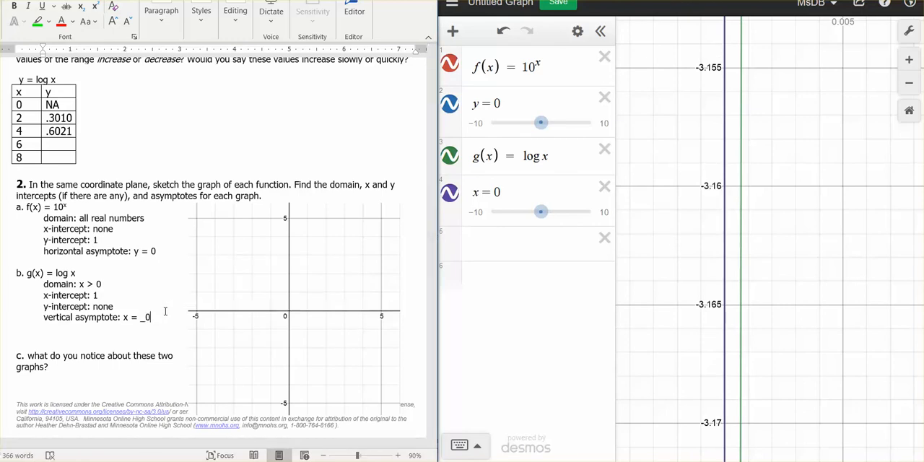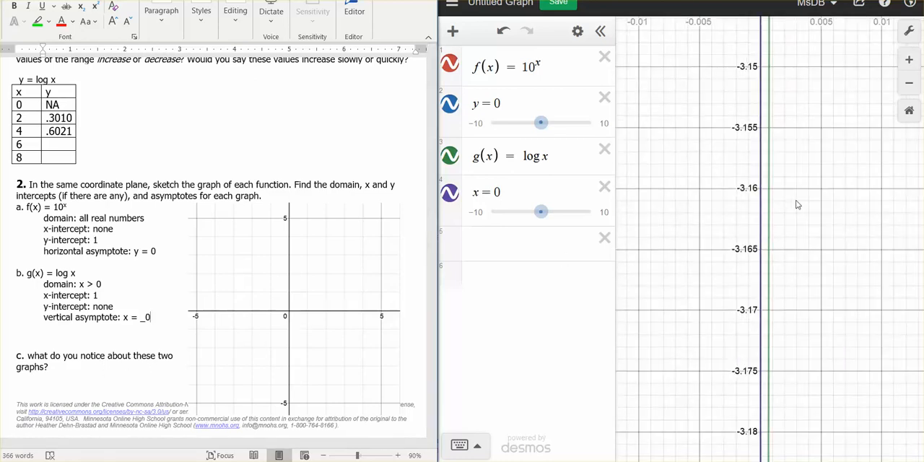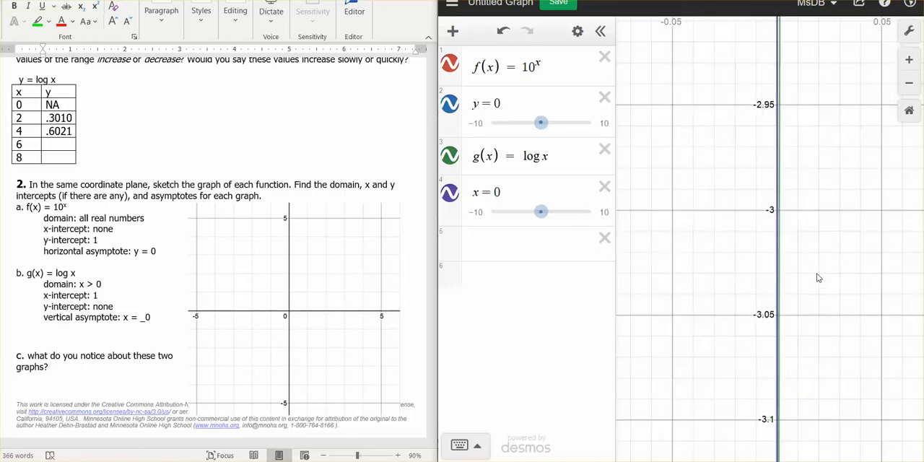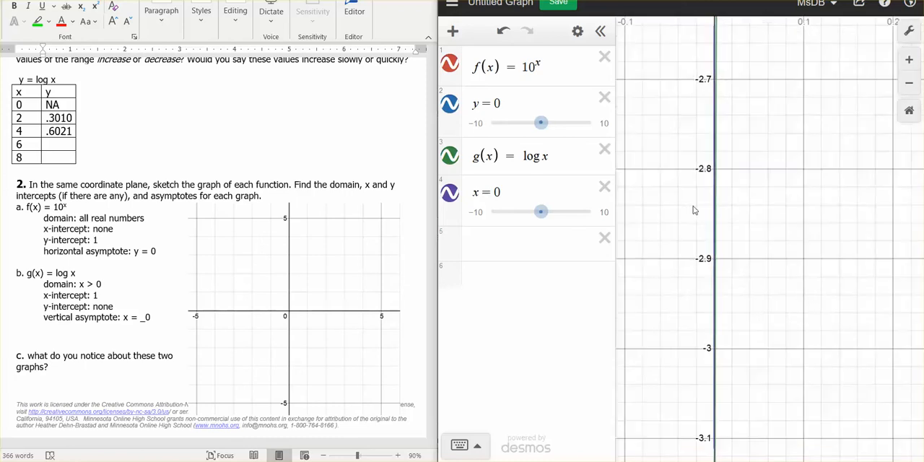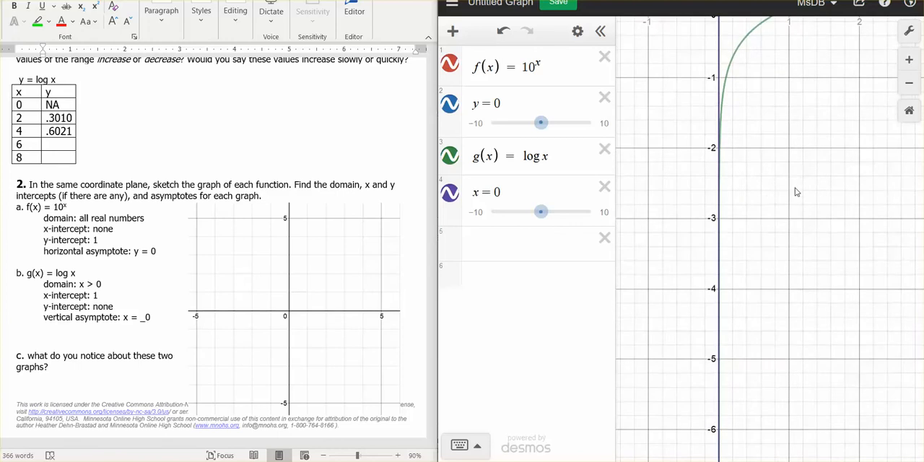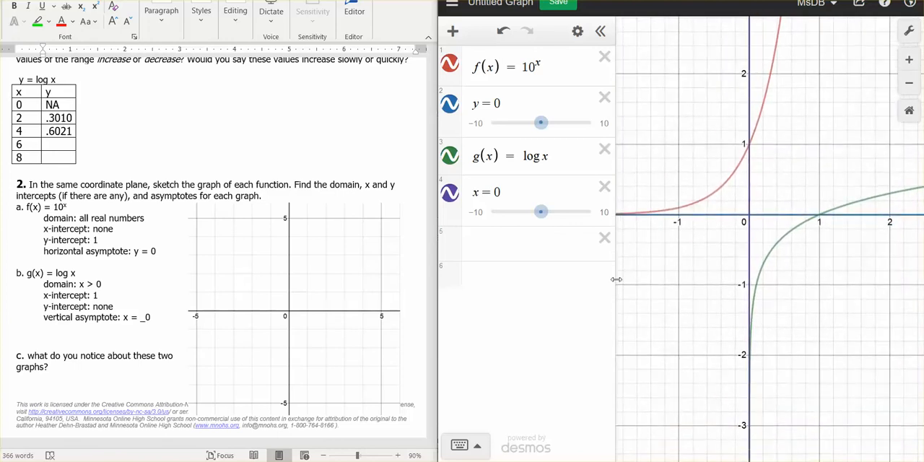So now you're going to answer question C. What do you notice about these two graphs? And I'm also going to get a picture of my graph and put it on my worksheet. So zoomed in here, I need to be able to see them both. There we go. I can see them both now. So you can take a screenshot of this and paste it right here.